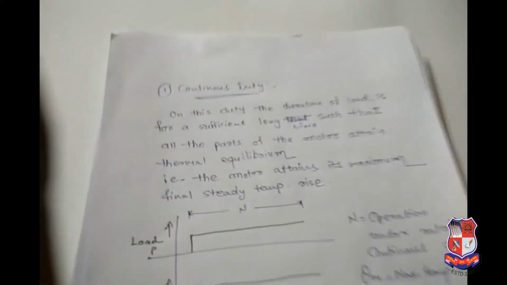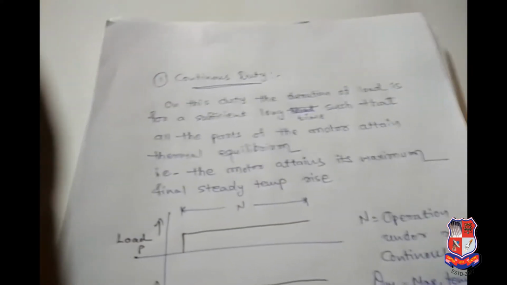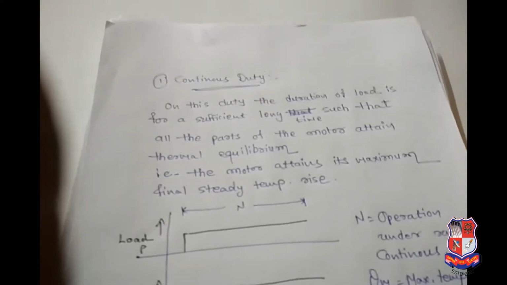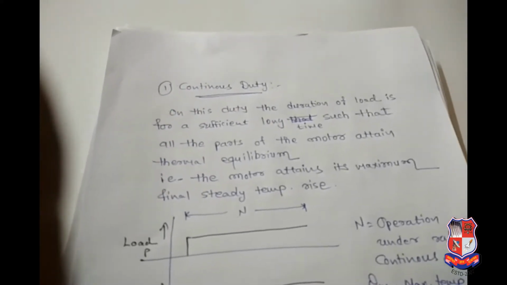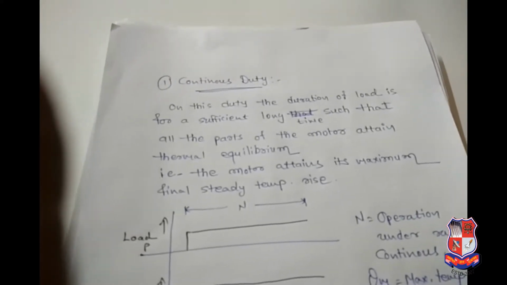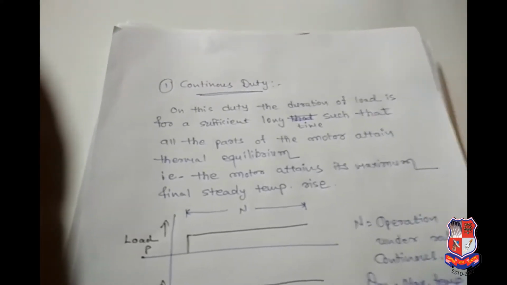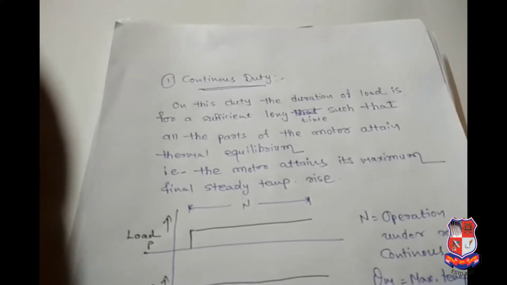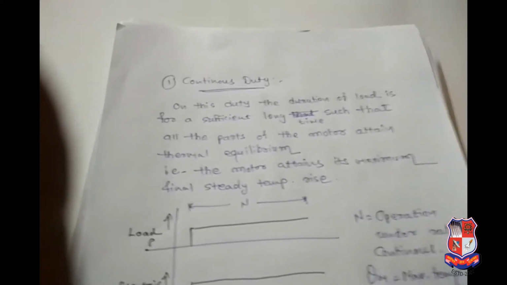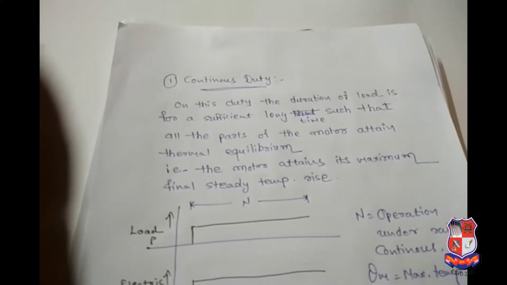So first one is known as continuous duty. What do you understand by continuous duty? In this duty cycle, the duration of load is for a sufficiently long time. So what happens? All the parts of the motor reach thermal equilibrium, and all the parts of the motor reach their maximum temperature.